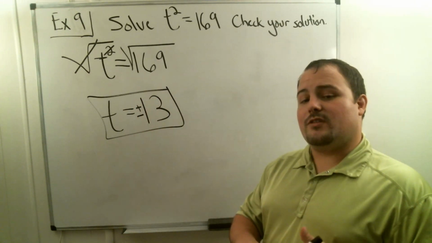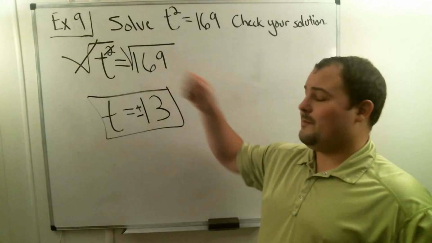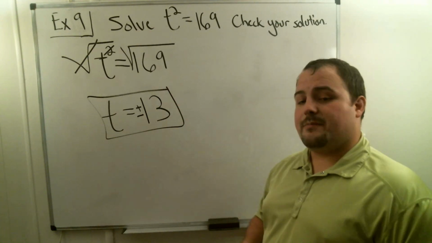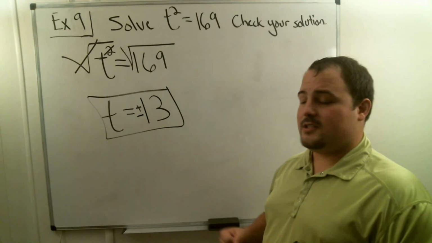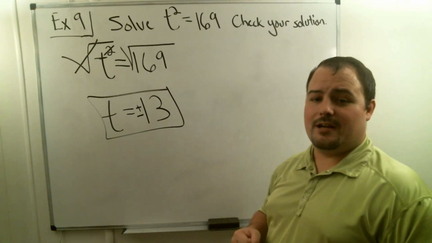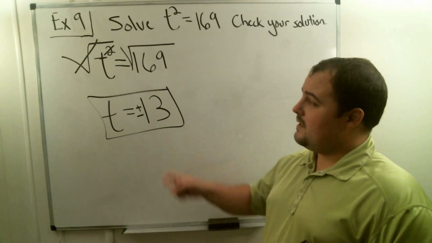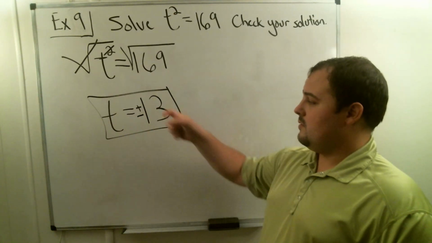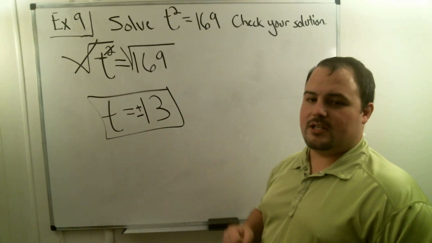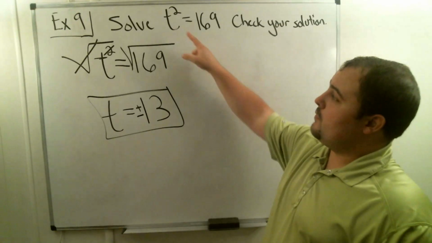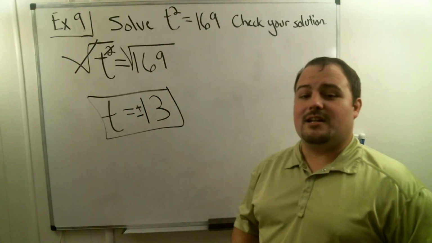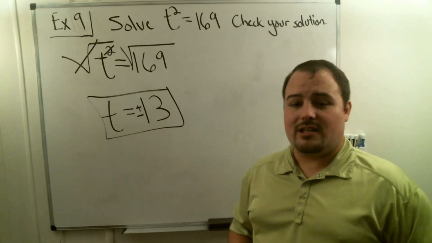If I take negative 13 times negative 13, I'll get a positive 169. If I take a positive 13 times another positive 13, again, I'll get 169. So my answer to this problem is t is equal to plus or minus 13. So 13 to the second power should be 169. I could check that in my calculator and see that I'm correct.